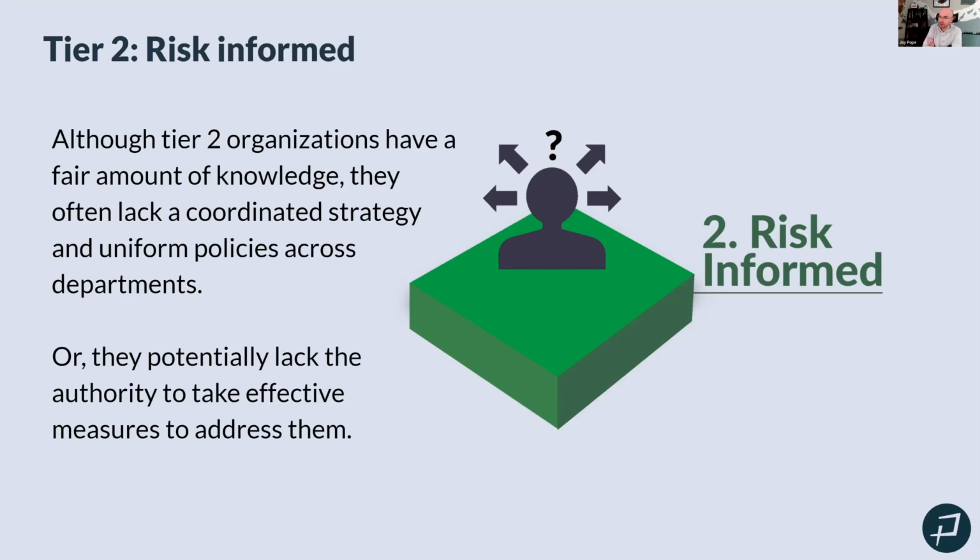So tier 2 is risk informed. Although tier 2 organizations have a fair amount of knowledge, they often lack a coordinated strategy, and they don't have uniform policies across departments. So there might be silos of knowledge. There might be silos of people working on accessibility, but it's not really uniform. Or potentially there's people who care, but they don't have the authority. We don't have leadership buy-in. And so it's kind of a hard place to live, and it really grinds on the accessibility professionals who are stuck in there, or the accessibility champions, whatever the case is.